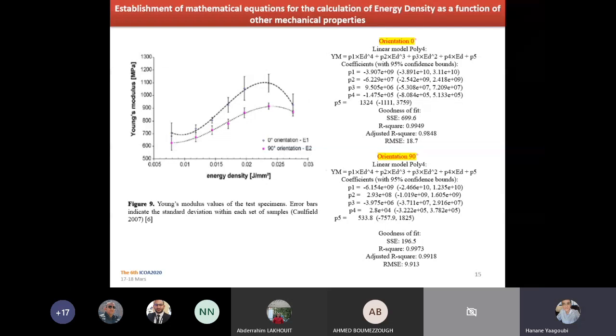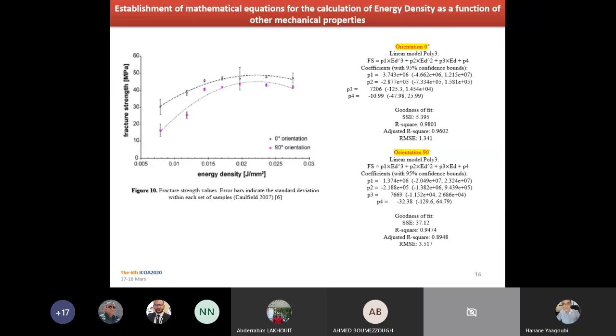Also, figure 9 shows the Young's modulus values of the test specimens, and this work is from Caulfield in 2007, and we have done the same thing. We have obtained the equation that relates these two parameters.